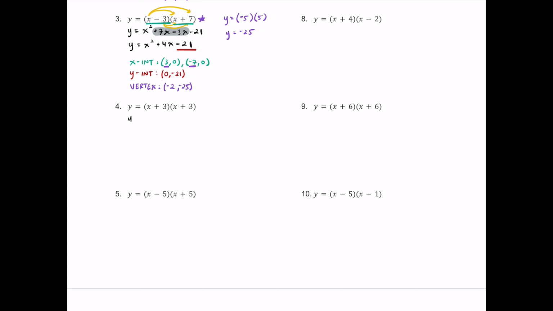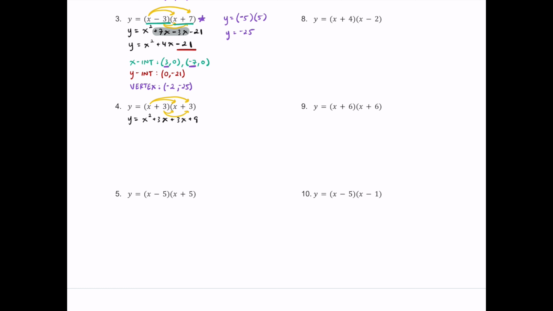Alrighty, for number 4, let's check this one out. So we'll start off by distributing this x times x, which is x squared, and then x times 3, which is going to be 3x. So we'll have x squared plus 3x. Okay, then we can multiply this +3 by x, which is 3x again, and then 3 times 3 is 9. So we have another 3x in the middle.